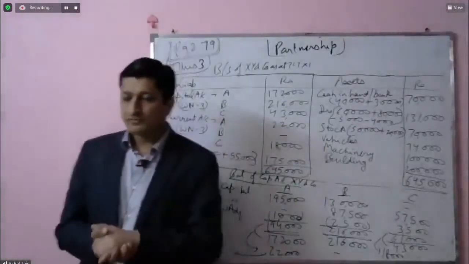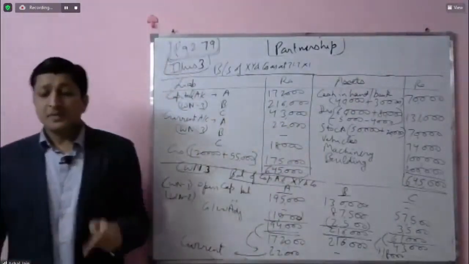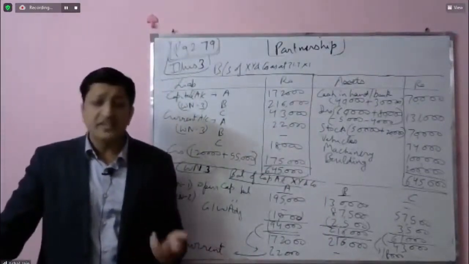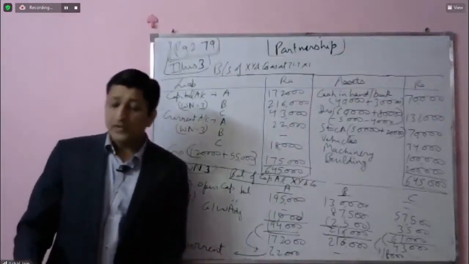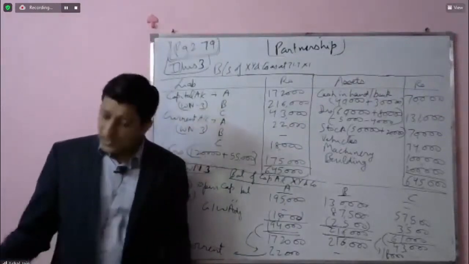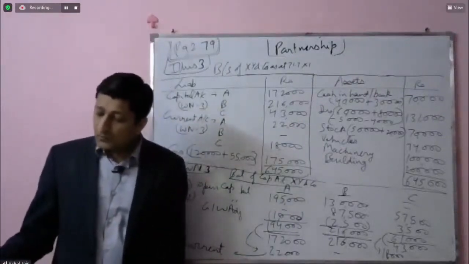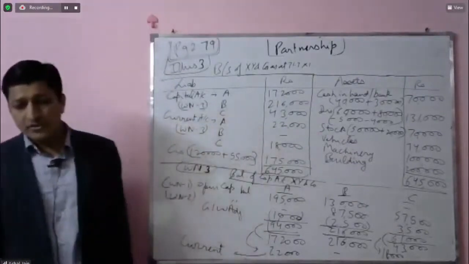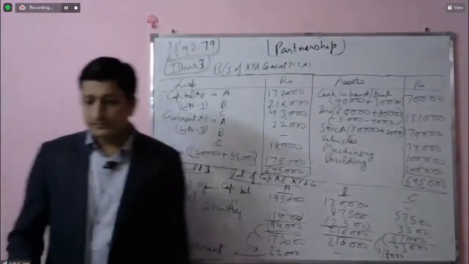That is for you. Prakash is saying, please tell us how you calculated revaluation of building and machinery. Very simple. For building, the revalued amount is 2 lakh. And what's the book value? 150. So 50,000 is the revaluation. Okay.